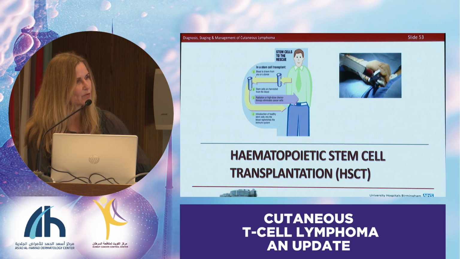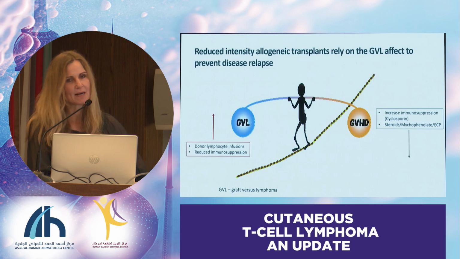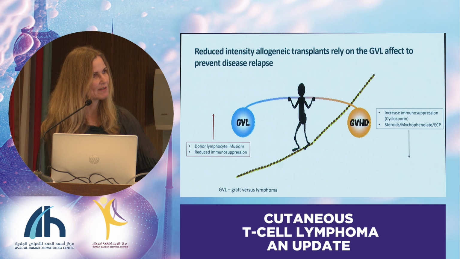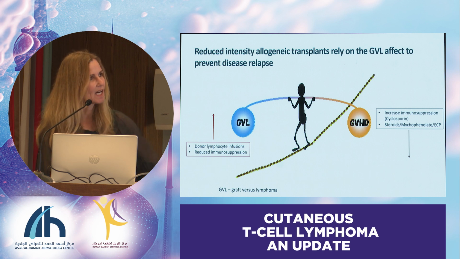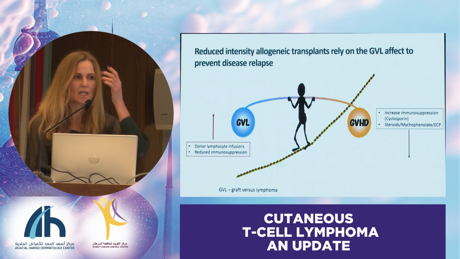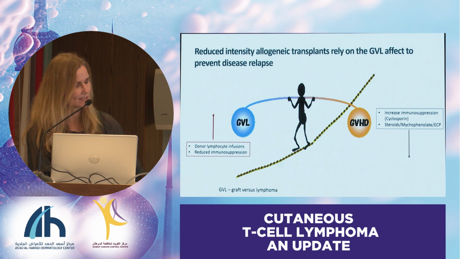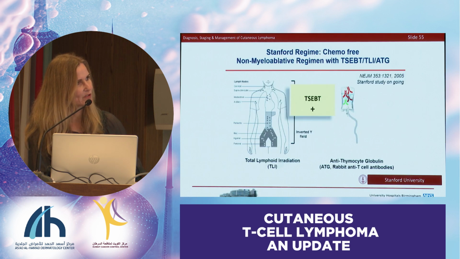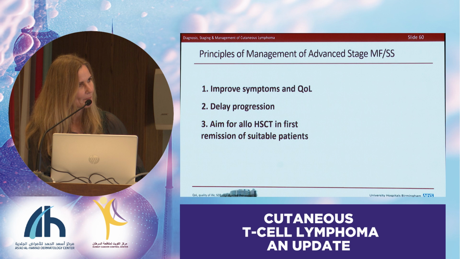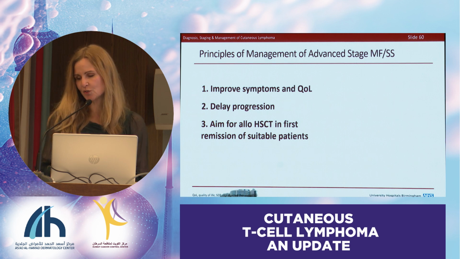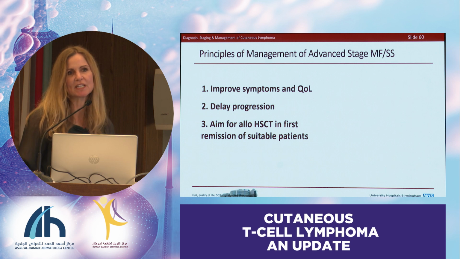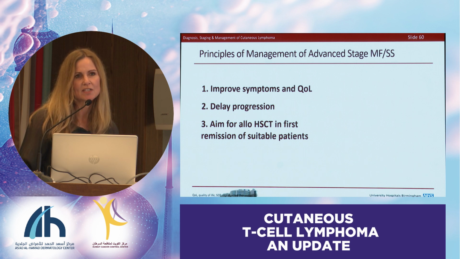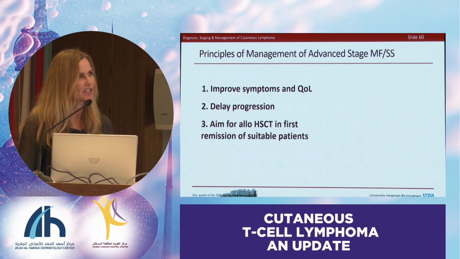If we do get our patients into durable remission, then hematopoietic stem cell transplantation offers them the best chance of a better outcome, although it's generally not curative, and we tend to have to balance the GVL, graft versus lymphoma, against the GVHD effect, and keep our patients with just low-level, low-grade relapses without them getting their high-grade disease back. We use the Stanford regime, which is total skin electron beam, total nodal irradiation, and ATG. We have a good outcome in selecting the right patients, but there aren't many patients that we transplant, so it's still a relatively low percentage of our advanced patients.